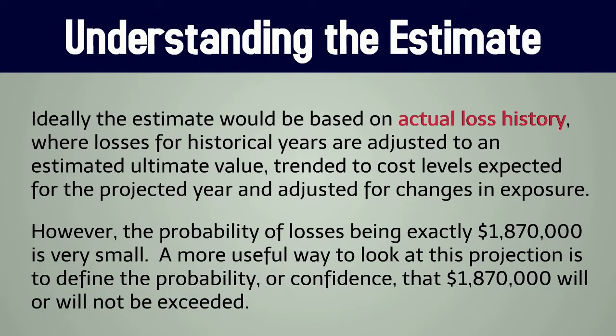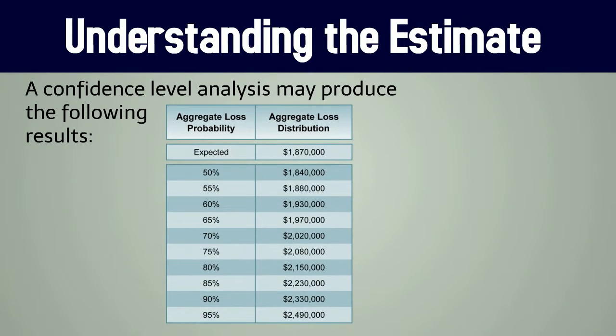However, the probability of losses being exactly $1,870,000 is very small. A more useful way to look at this projection is to define the probability or the confidence that $1,870,000 will or will not be exceeded. So now let's look at what a typical aggregate loss probability table or confidence level analysis would look like.